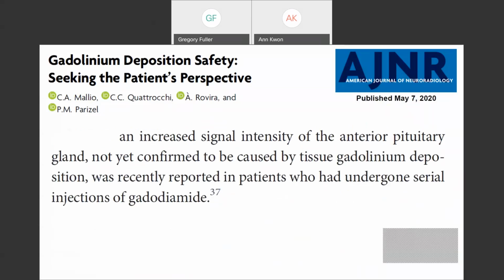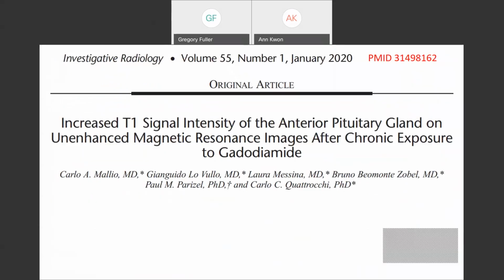I've talked about that before. We'll review it again at some point. It was recently reported in patients who had undergone serial injections of gadodiamide. Gadodiamide is one of the linears that releases gadolinium. Here's the paper. I've given the PMID. That's all you need to write down if you want to find it. You don't have to put the authors, the year, the title.